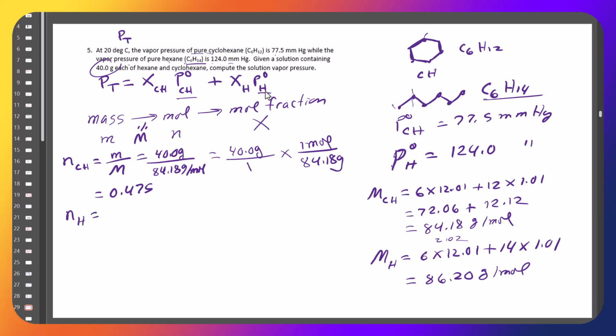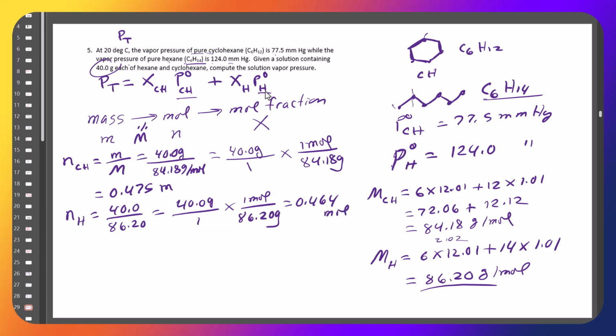We can do similar calculations for the number of moles of hexane. The mass, again, is 40 grams. Its molar mass is 86.2, or we could have said 40.0 grams over 1 times 1 mole over 86.2 grams, 0.464.